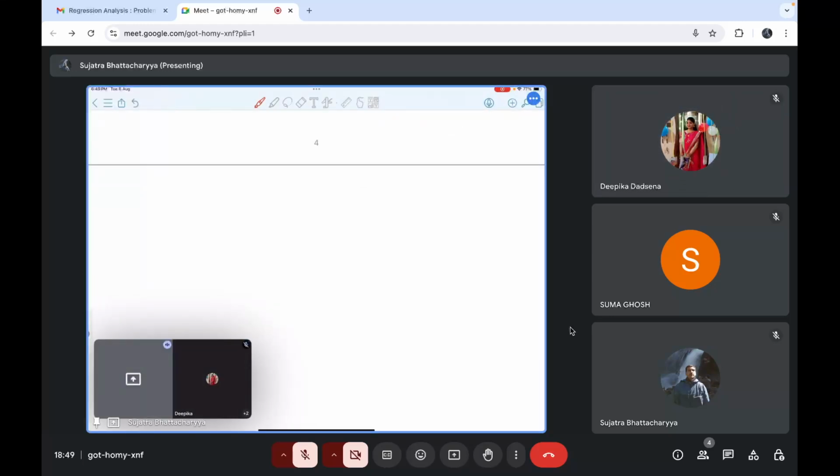Okay. Next, let us test the hypothesis for beta naught also, because beta naught also has some hypothesis testing. So let's do one. This is the third one. Let's test the hypothesis for beta naught at the 5% significance level.